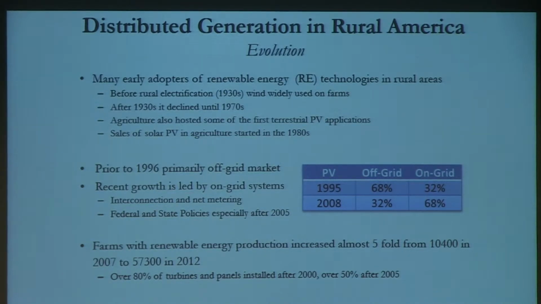So we do see that there has been a huge impact. From 2007, where we had about 10,000 farms with renewable energy as a distributed generation form, within 5 years we have a five-fold increase to almost 60,000 farms with renewable energy on the farm. One thing that's quite interesting is that most of the installations of panels and turbines occurred after 2000, about 80%, and about half of them, and even more for solar, occurred after 2005.